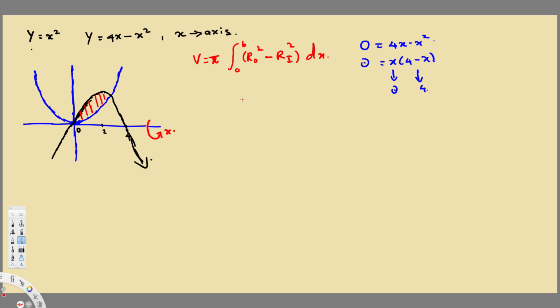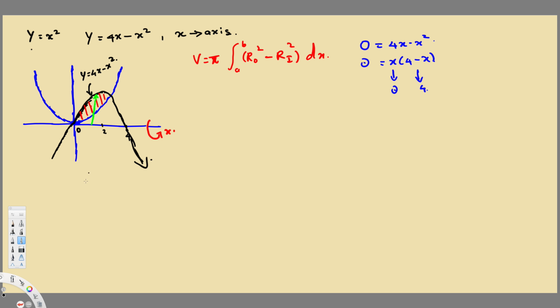Now let's see how we can find the outer radius. The outer radius is when we have two curves bounded. If you draw a line from the axis, wherever this line touches last, that's going to be the outer radius, and that's going to be the function of the outer radius. So here, this is going to be the outer radius. We know that the function of this curve is y is equal to 4x minus x squared. So that's going to be the outer radius.